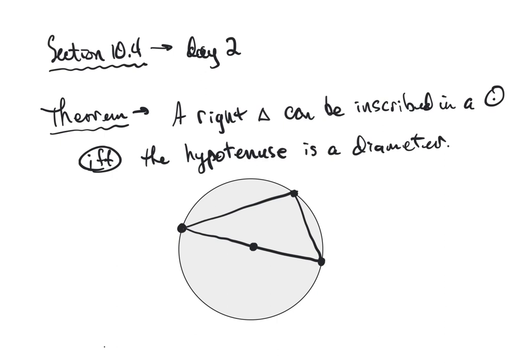A right triangle can be inscribed in a circle if and only if the hypotenuse is a diameter. So feel free to pause the video and jot that down. A right triangle can be inscribed in a circle if and only if the hypotenuse is a diameter.